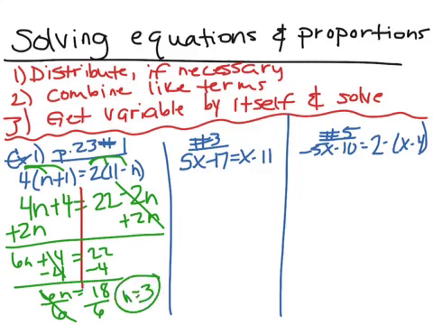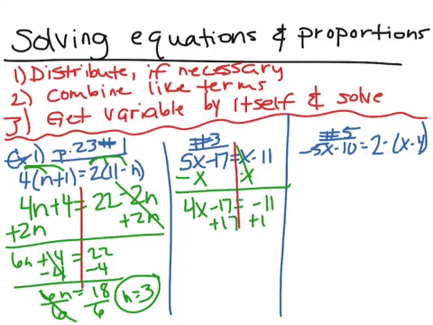Alright, on the next example, so still on page 23, now looking at number 3, I have nothing to distribute. I have no like terms to combine. So I need to go ahead and line down my equal sign and start moving things around. I have to get all my x's to one side, so I'm going to subtract 1x from both sides. 5x minus 1x gives me 4x. So I have 4x minus 17 equals negative 11.